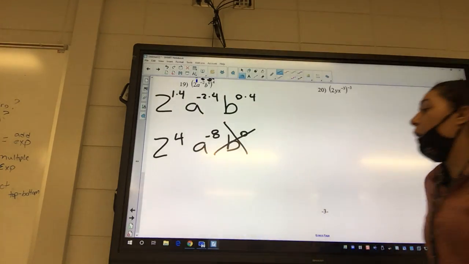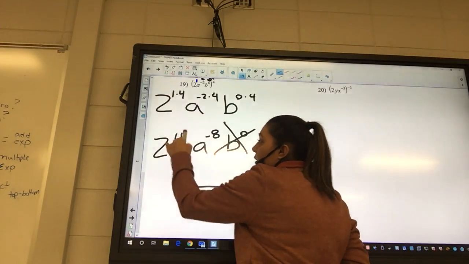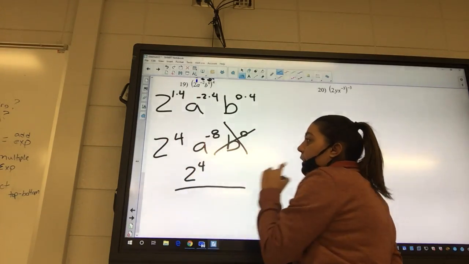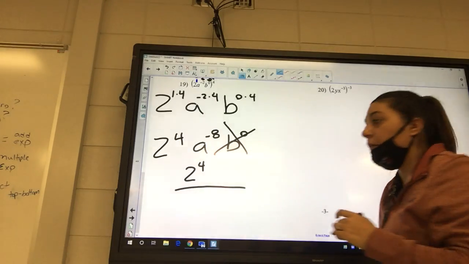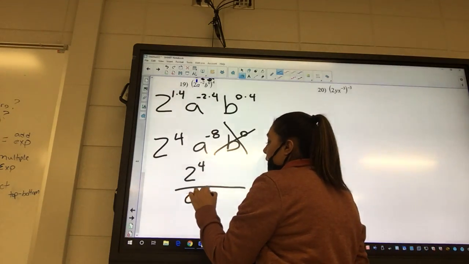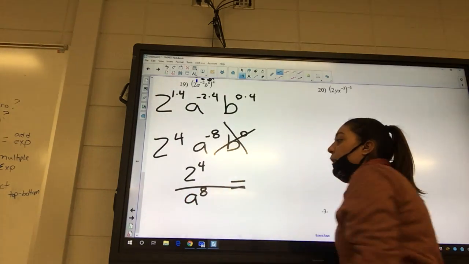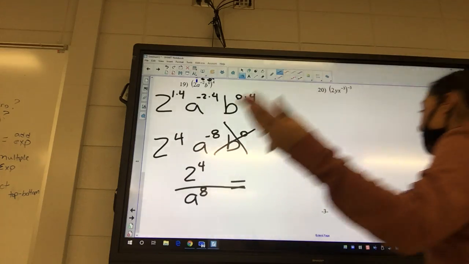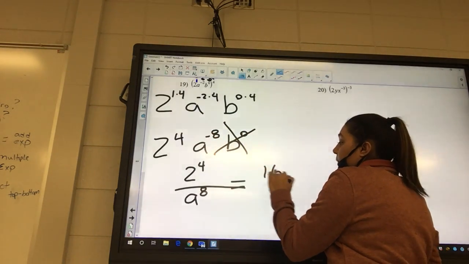Now we can draw our little bar. Where does 2 to the 4th power go? At the top. A to the negative 8? Bottom, and it becomes a positive. We have one more step. We need to figure out what 2 to the 4th power is because there are numbers and letters. 16. So 2 times 2 is 4, times 2 is 8, times 2 is 16.